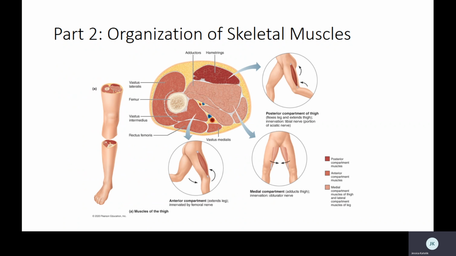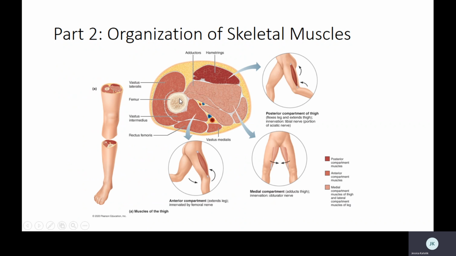This is quite a diagram, a little bit complicated. So let's break it down and see what we're really looking at. What we're doing here is taking a transverse cross section of the upper leg. So we're cutting the thigh and looking at the cut end. Let's orient ourselves to some of the bones located in the thigh.